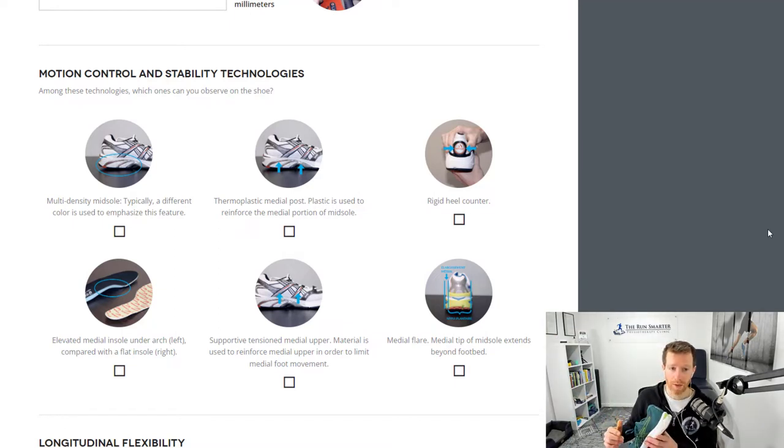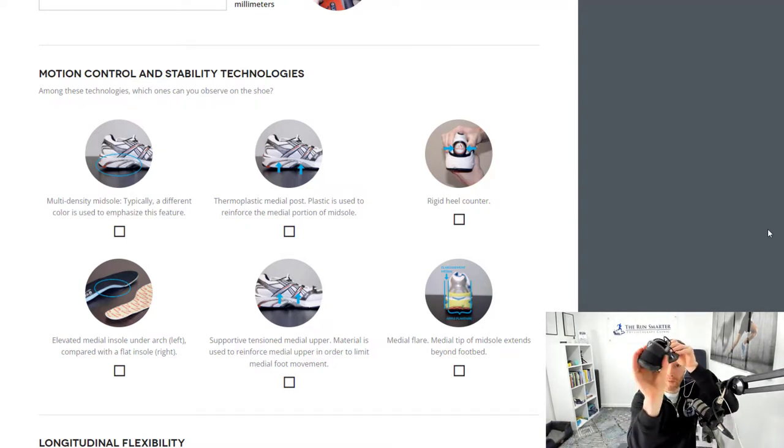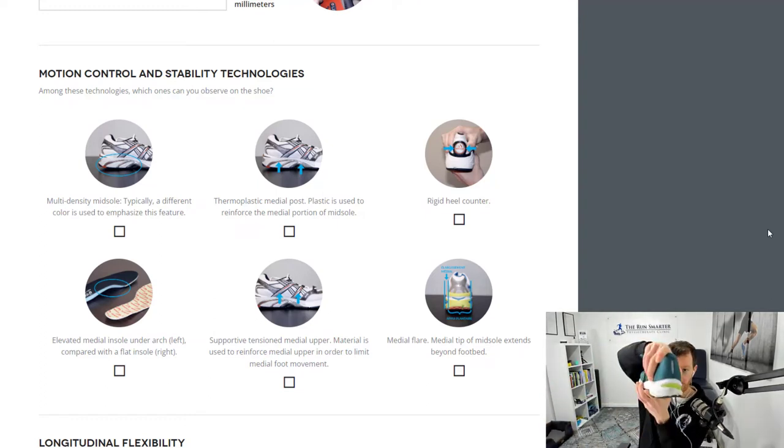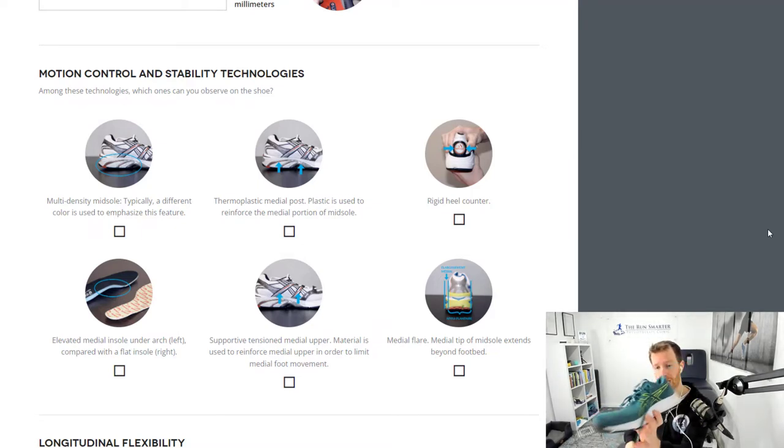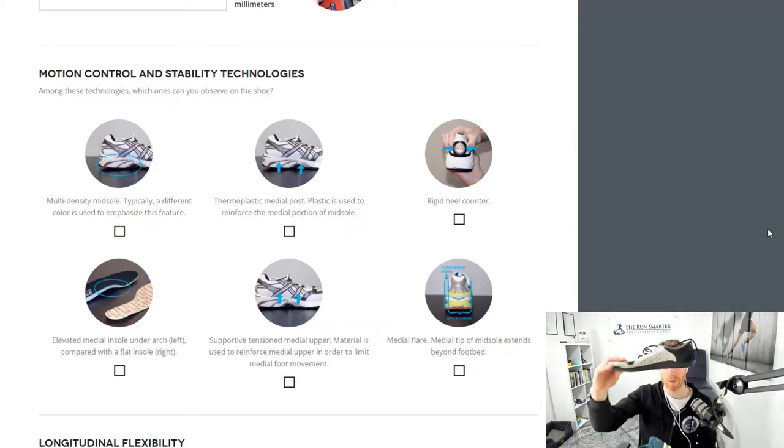The other one is looking at the medial post, seeing if there is plastic used to reinforce the medial post compared to something that just doesn't really have anything in the medial post. A rigid heel counter, so these minimalist shoes don't have any real stability compared to another shoe that is quite rigid. And the other one is looking at an elevated medial insole, so seeing if the instep has a particular rise or if it's just completely flat.